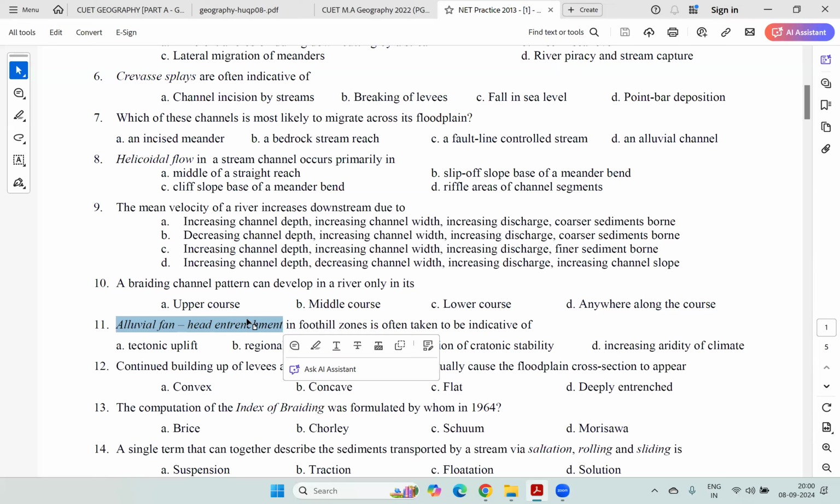The river is re-cutting down into the older alluvial fan. Where will this happen? In an area of tectonic uplift? Correct. 11A is the correct answer, in an area of tectonic uplift.